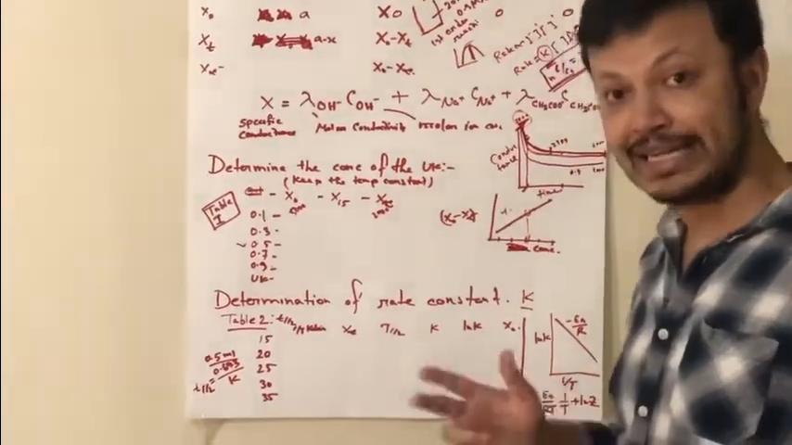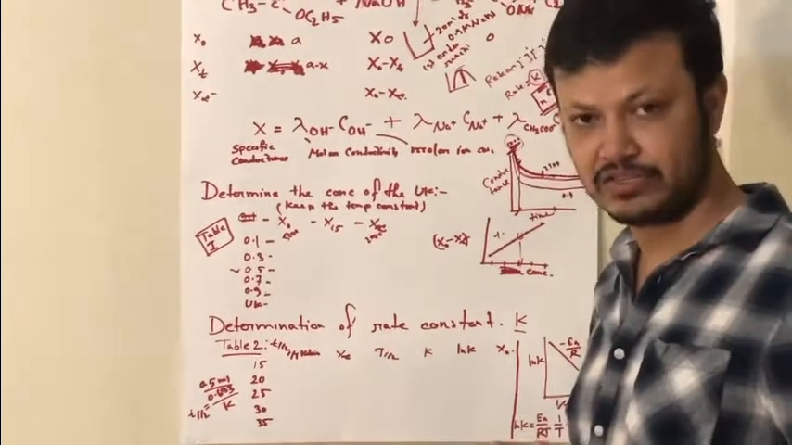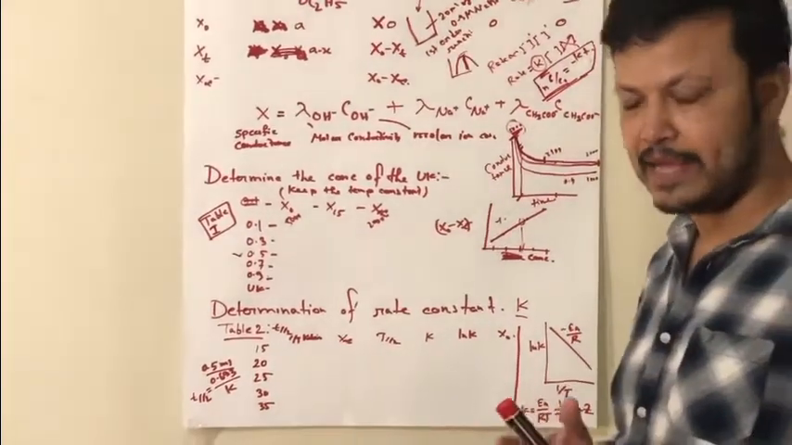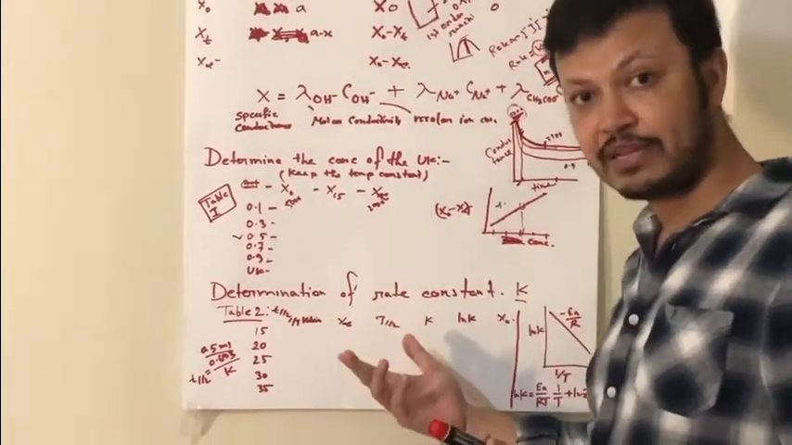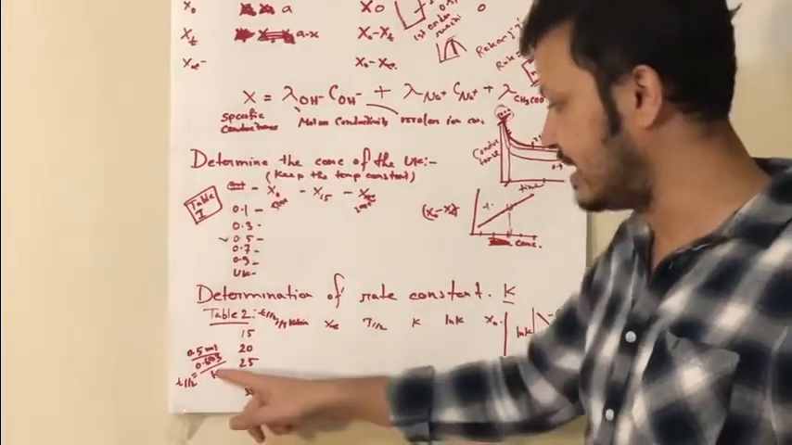So there are two techniques to find out the activation energy, rate constant K. But if you know the half-life time of the reaction, it is very easy to find out the K. How?